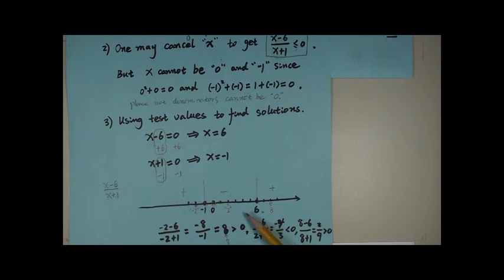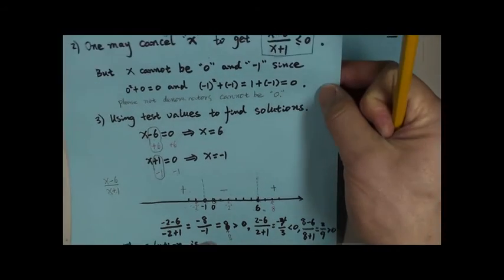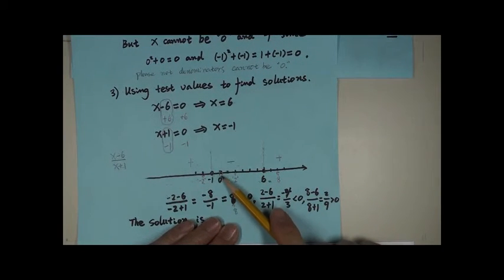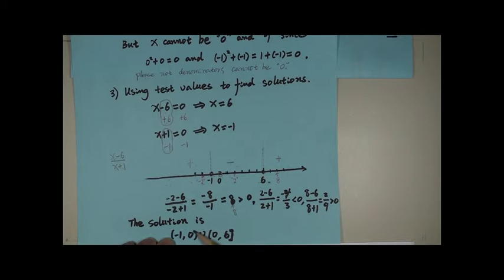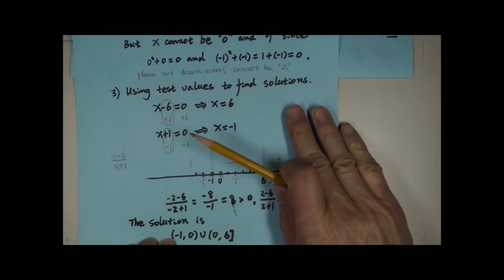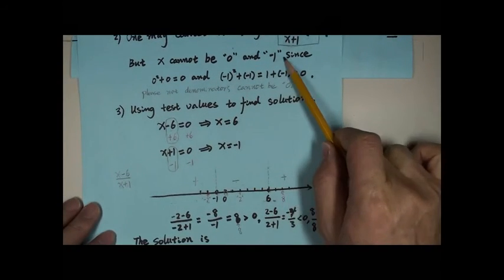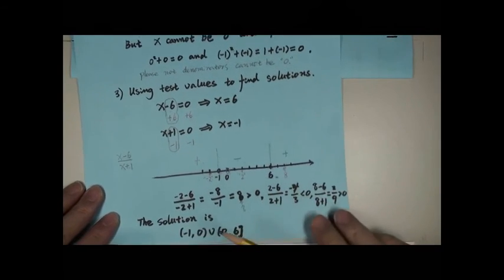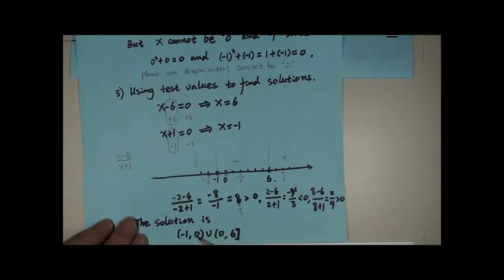You may write from negative 1 to 6. Remember, 0 is not included. So from negative 1 to 0 with a round bracket, because negative 1 is not included since x cannot be negative 1 or 0. And then from 0 to 6: again 0 is not included, and 6 is included, so use the square bracket. This is the final solution.